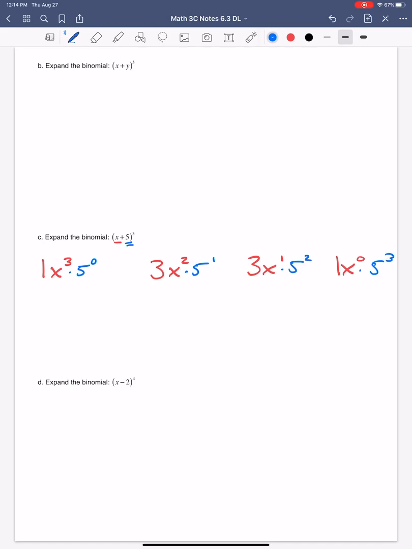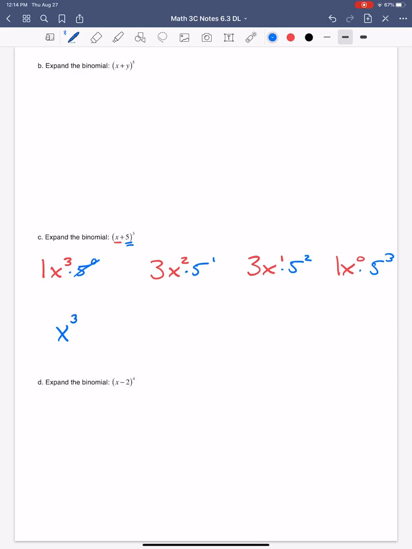And now we're going to have to simplify, and this one does need a little bit more simplifying because we have a 5 here instead of a y, which is what we had in the last problem. So check this out here. We'll go ahead and start to simplify this. Anything to the 0 power is just going away because it's like multiplying by 1. So we have 1 times x to the 3rd, which is just x to the 3rd.